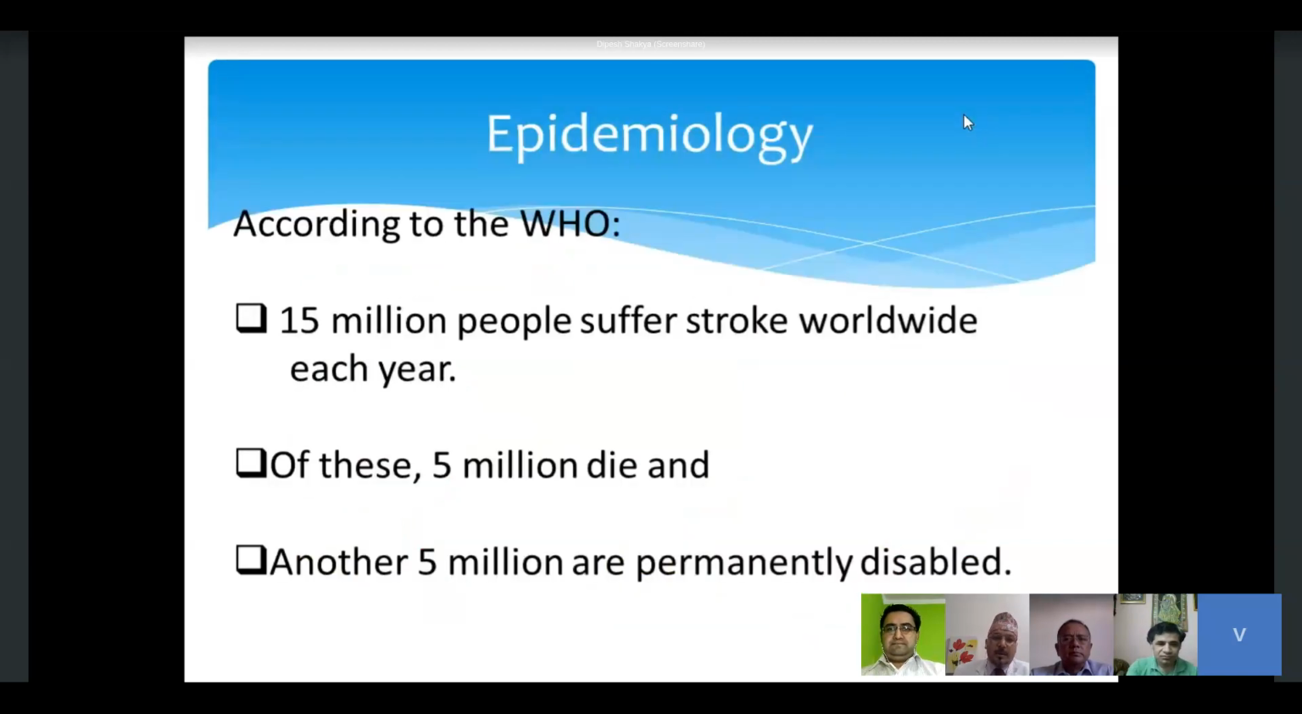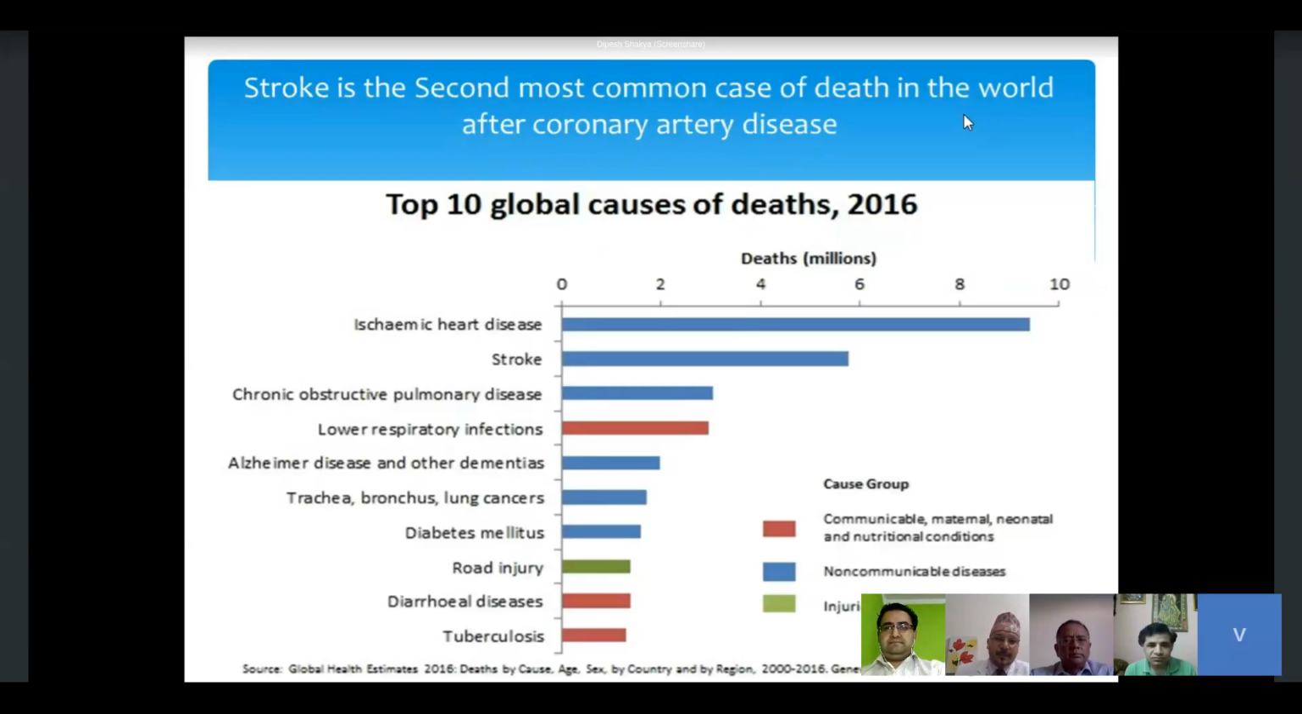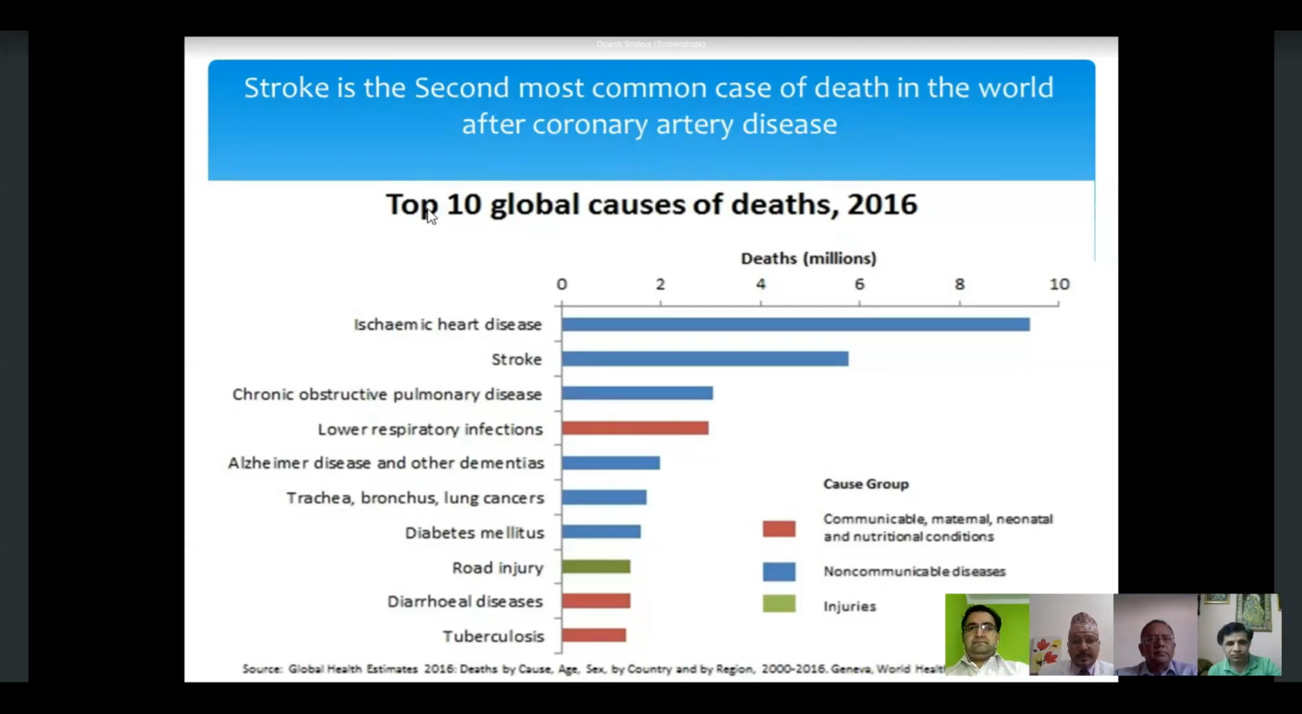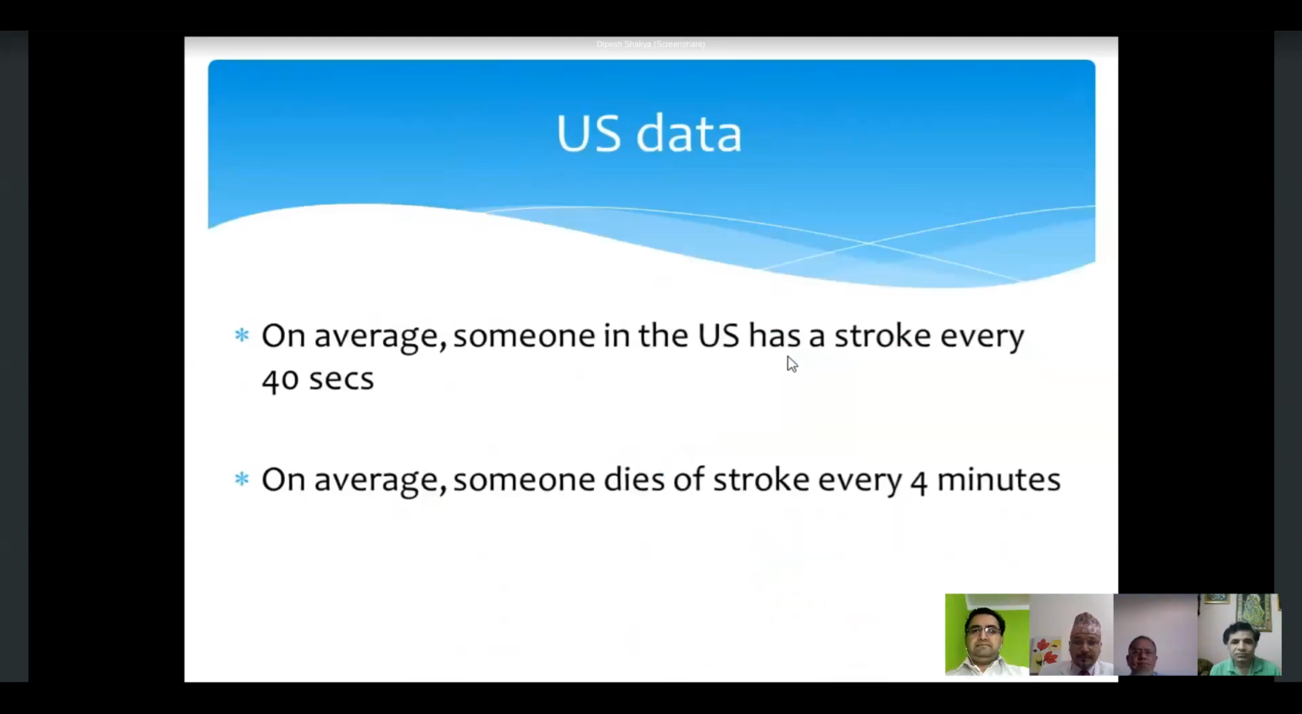This is basic. So epidemiology: according to WHO, there are 15 million people suffering from stroke worldwide each year. Of these, 5 million people die and another 5 million people are permanently disabled. Note that stroke is the second most common cause of death in the world after coronary artery disease. You can see this among the top 10 global causes of death in 2016. Stroke claims more than 5 million lives. So it is a burden on the whole world population, being a non-communicable disease.